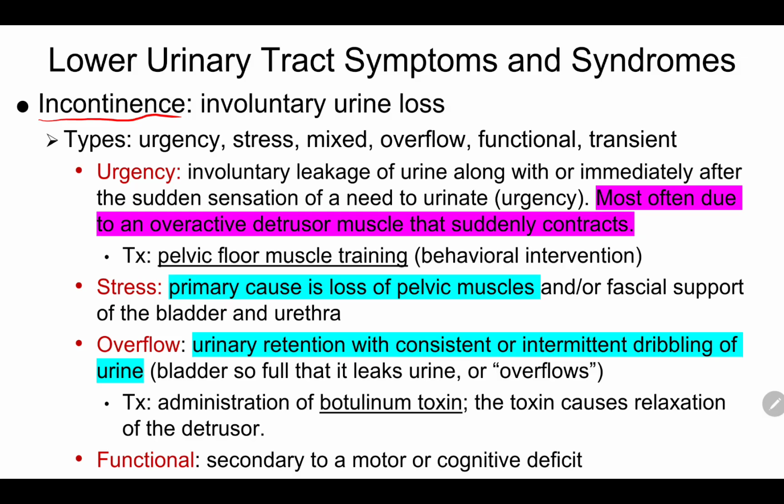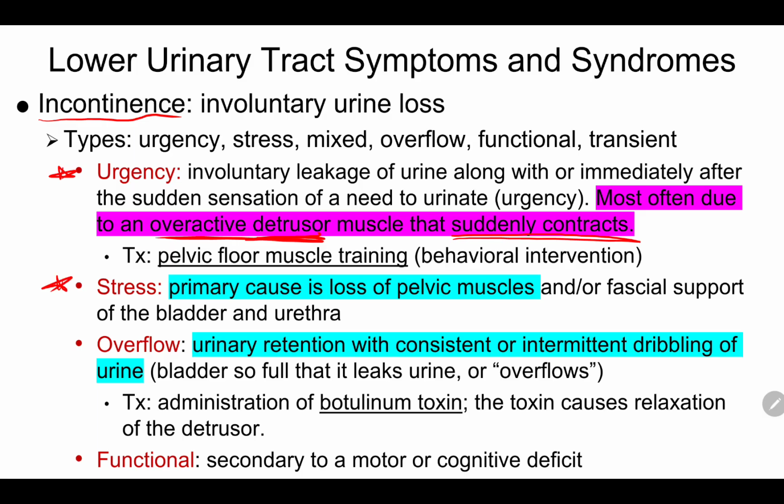So these are the different types. Remember urge or urgency incontinence, right? That's going to be the involuntary leakage of urine along with, or immediately after, the sudden sensation of needing to urinate. So this is that urgency. Urgency incontinence is most often going to be due to an overactive detrusor muscle of the bladder that will suddenly contract. So you got to remember that about urgency incontinence, the overactive detrusor muscle. Okay, and some treatment for that would be pelvic floor training.